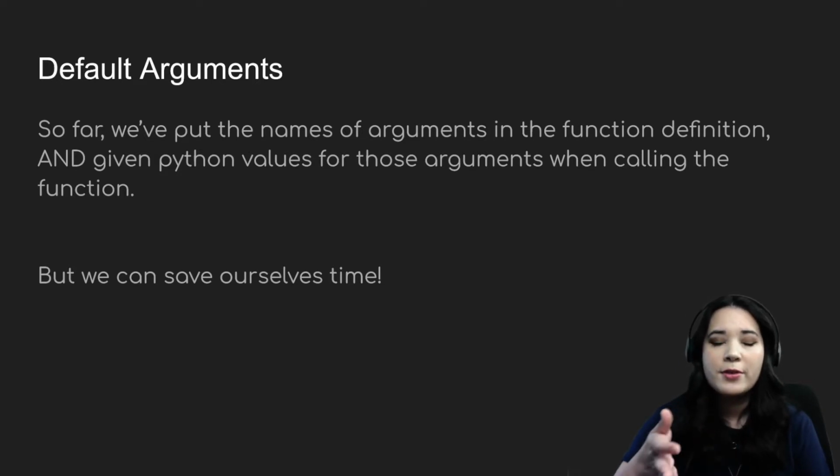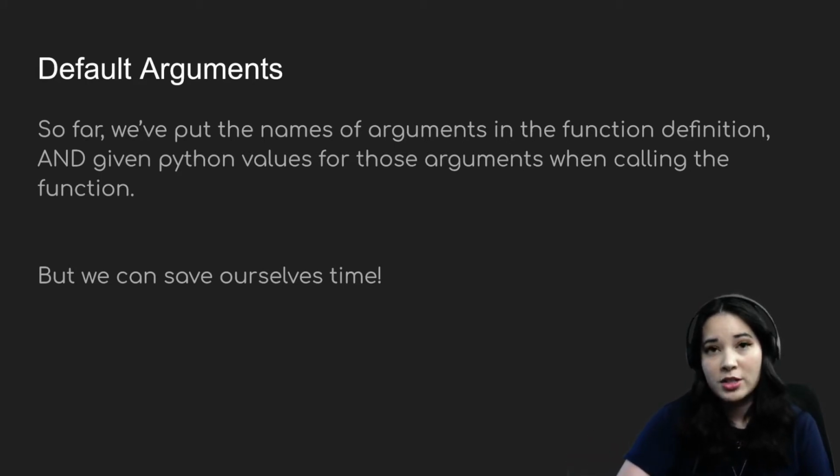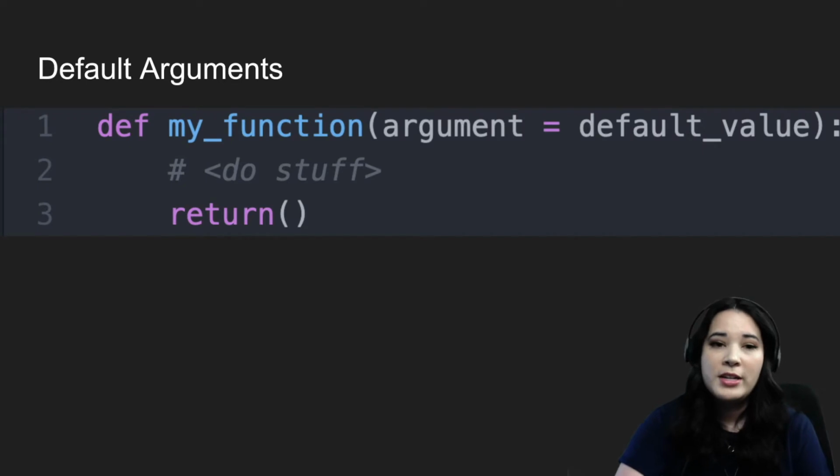However, if there's ever a case where you want to provide a default option in case the user doesn't specify what argument to use when calling the function, you can do that by using a default argument. To define a default argument, you're going to say inside the function definition, the argument as usual, and then you're going to put an equal sign and then the default value that you want to use for that argument if your user does not provide a value for that argument when calling the function. Let's go to Atom to see some examples.